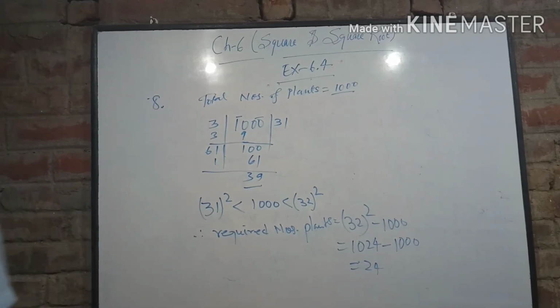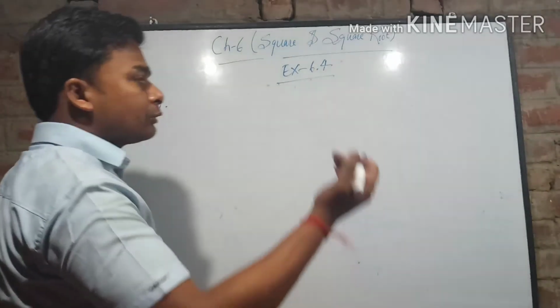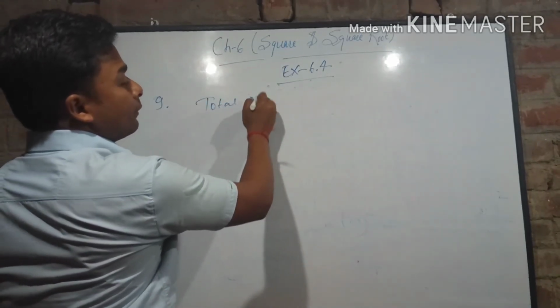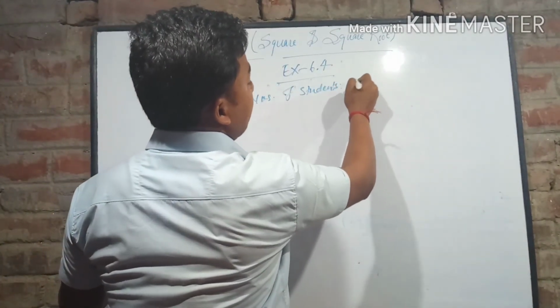Question number 9 says, there are 500 children in a school. For a PT drill, they have to stand in such a manner that the number of rows is equal to the number of columns. How many children would be left out in this arrangement? It means how many students are extra which do not fit in the drill. Again, the concept: it means what number is to be subtracted to make it a perfect square. What is the total number of students? I think it is 500.